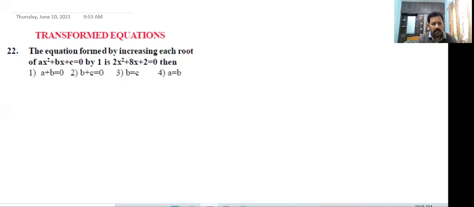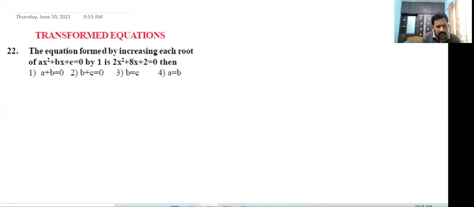Today I am going to discuss transformed equations. Already I discussed the concept. Now see the problems. The equation formed by increasing each root of ax square plus bx plus c equal to 0 by 1 is 2x square plus 8x plus 2 equal to 0. Then, here we need to find the a, b, c relation.